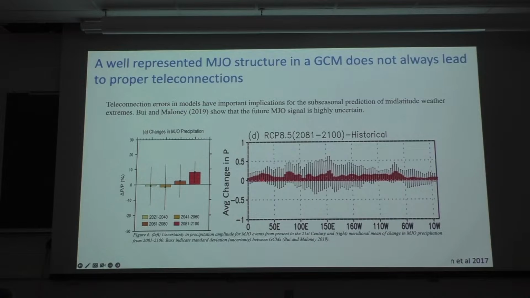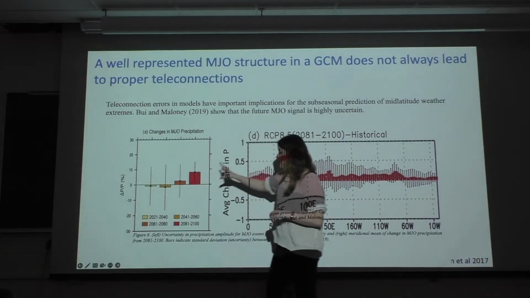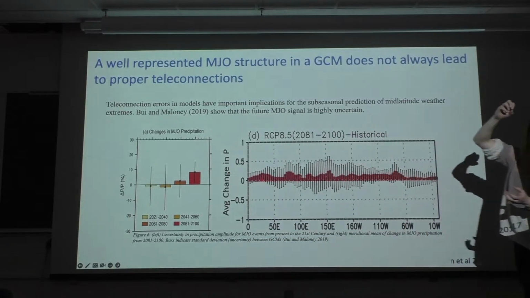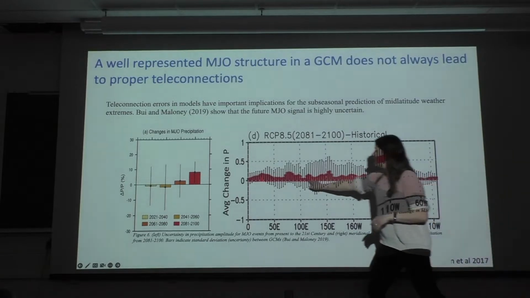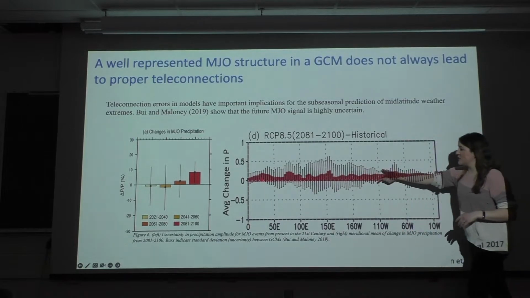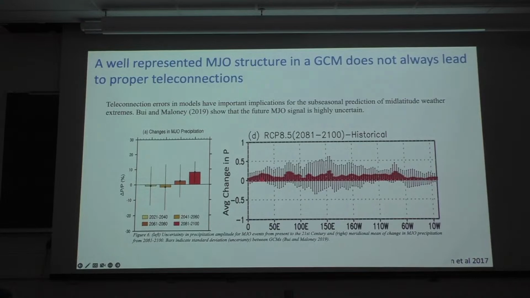Right, so this is showing the projected changes in MJO precipitation. And you can see that these error bars, or uncertainty bounds, are really big. We don't really know. If you spread it out by longitude, we know even less. Is precipitation going to increase or is it going to decrease? There's a lot of uncertainty associated with what's going to happen to the MJO, and so there's a lot of uncertainty with what's going to happen to MJO teleconnections. And it doesn't help when we can't get MJO teleconnections right in our models in the first place.